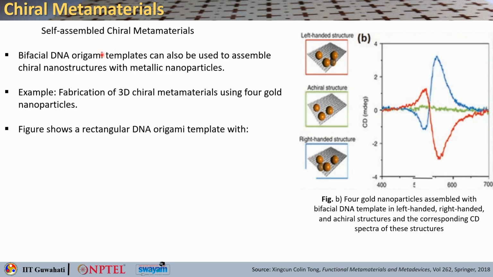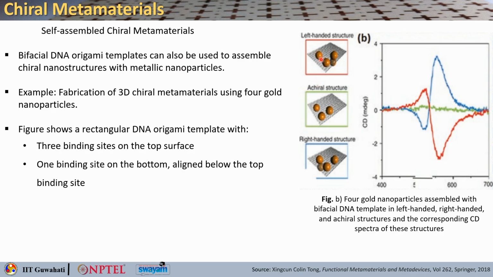Okay. Now, you can also think of using bifacial DNA origami templates to assemble chiral nanostructures involving metallic nanoparticles that you can see here. In this case you are talking about 3D chiral metamaterials that use 4 gold nanoparticles. So, the figure particularly shows a rectangular DNA origami template which has 3 binding sites on the top surface, and then you have one binding site on the bottom which is aligned below the top binding site.